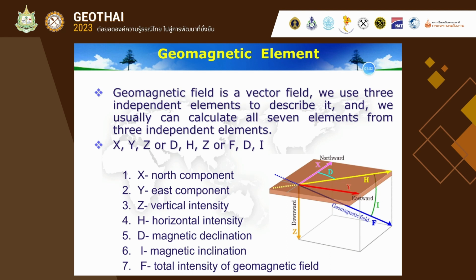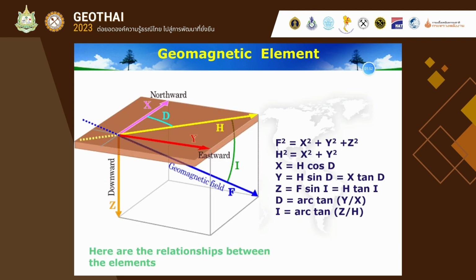And please note that XYZ is different from the normal system. The X points to north, and Y points to east, and Z points down, to the center of Earth. Here is the function. This function describes the relationships between these elements.